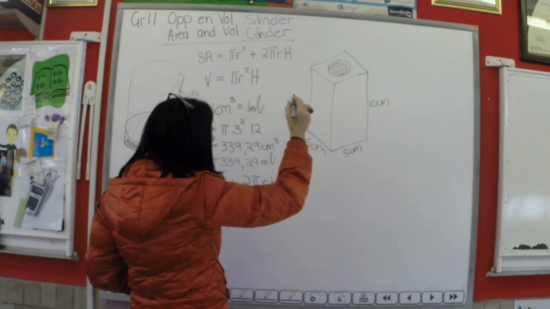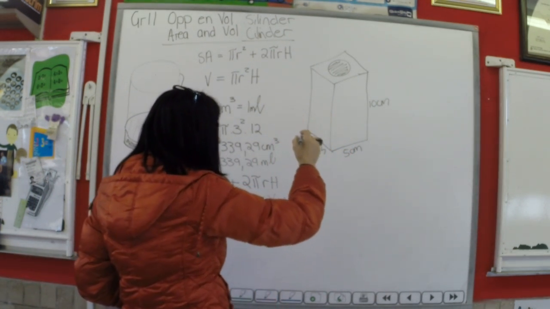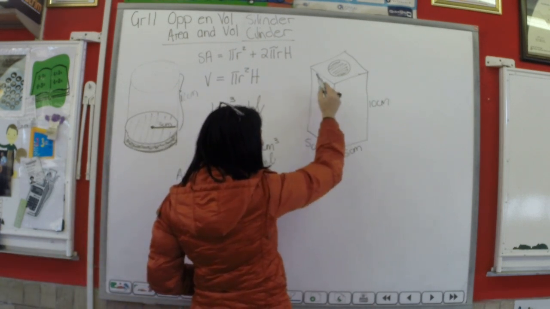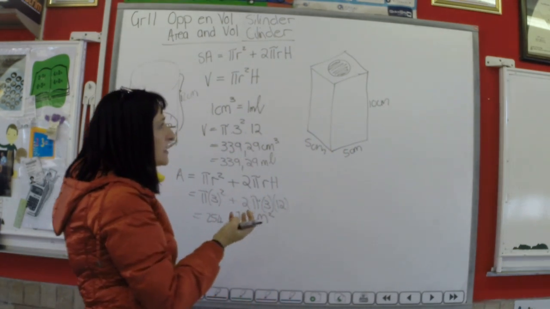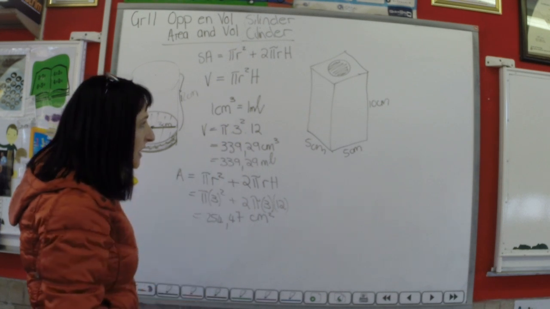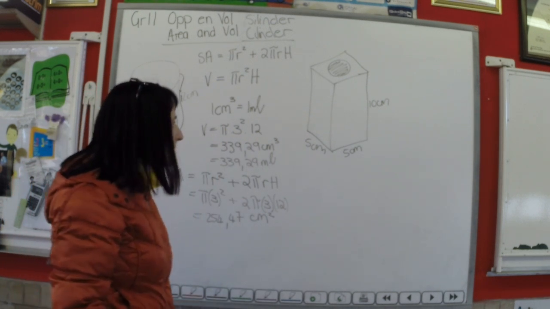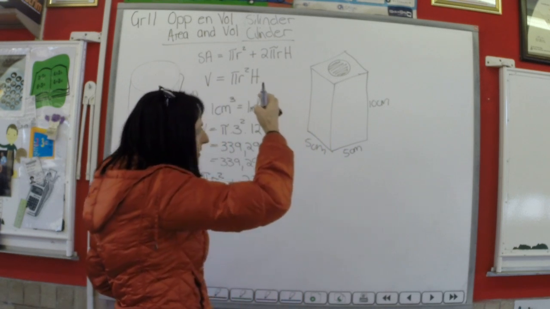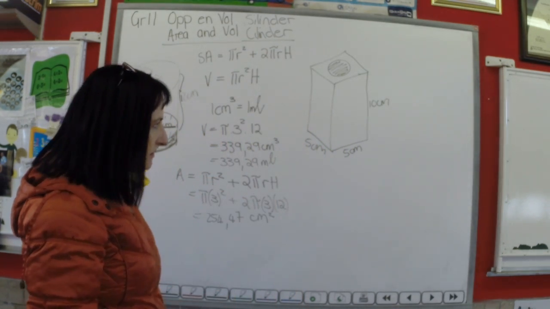This is now a square-based prism. Can you see it? And out of this square-based prism, a cylinder was cut out of it and removed. So hierdie is 'n vierkant gebaseerde prisma en daar is 'n silinder uit hom uitgesny en verwyder.